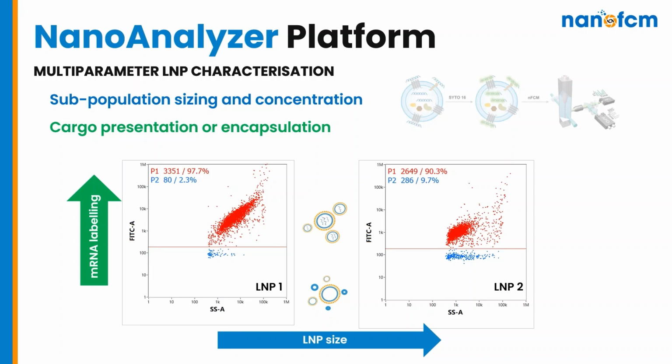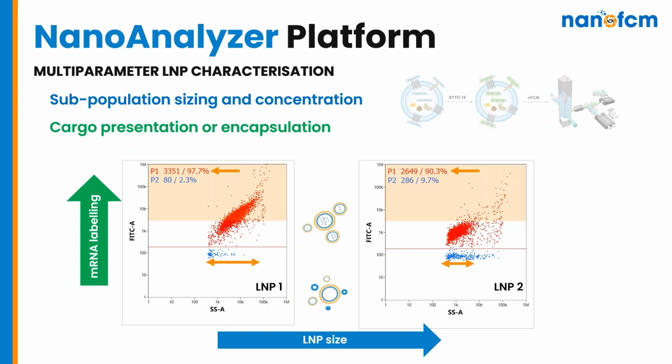So we're going to compare two LNP formulations that both have nucleic acids when they're formed. And we see that we get two different loading efficiencies through the lens of total particles. So of the particles we can see in LNP1, 97.7% contain the cargo, and in LNP2, only 90.3% contain the cargo.